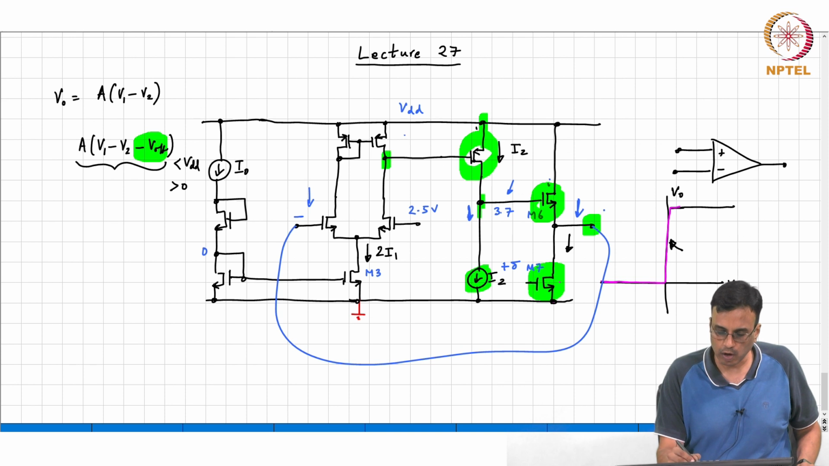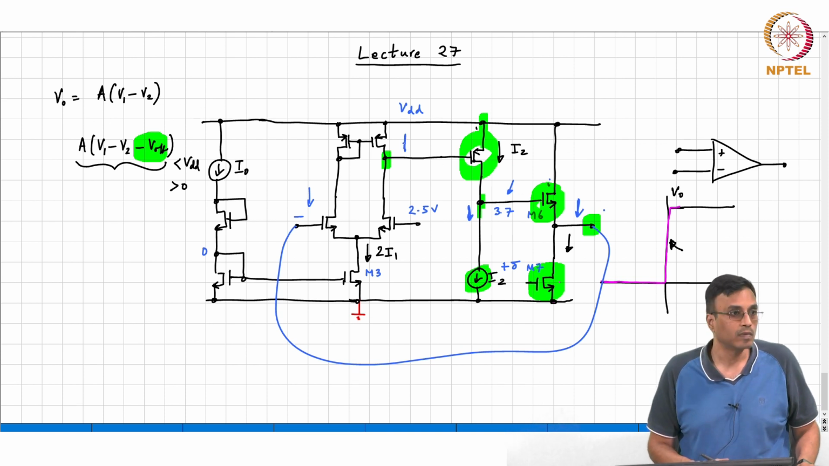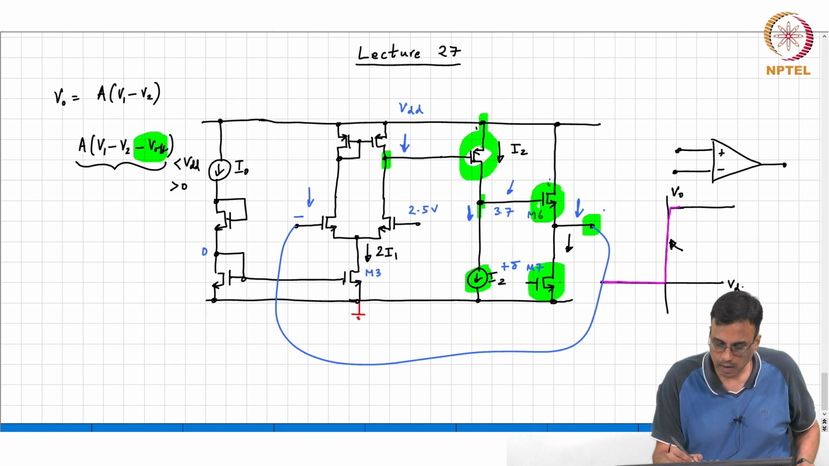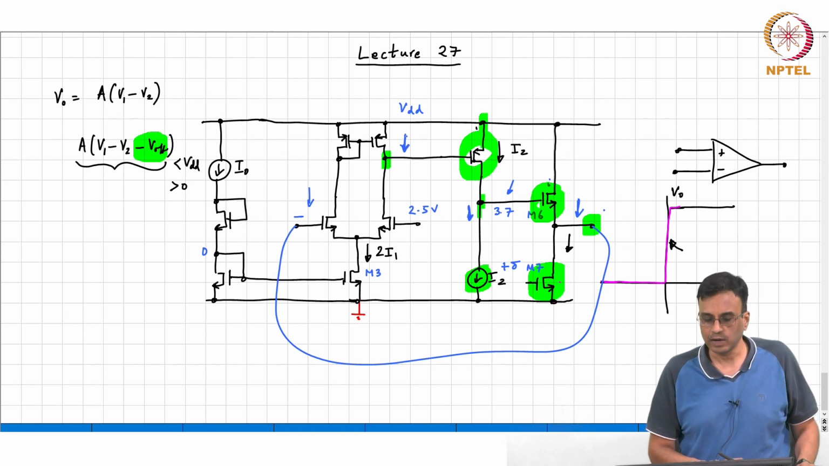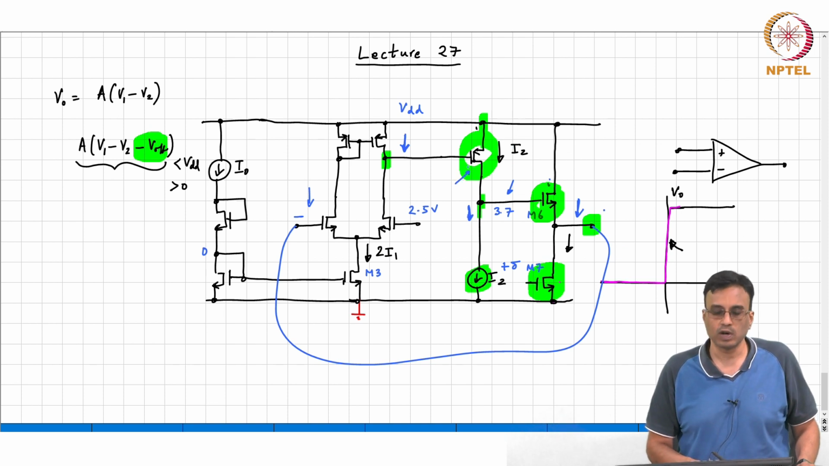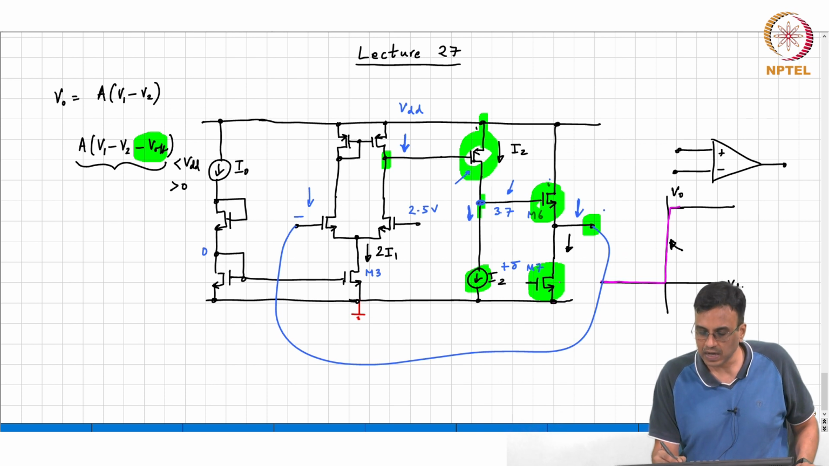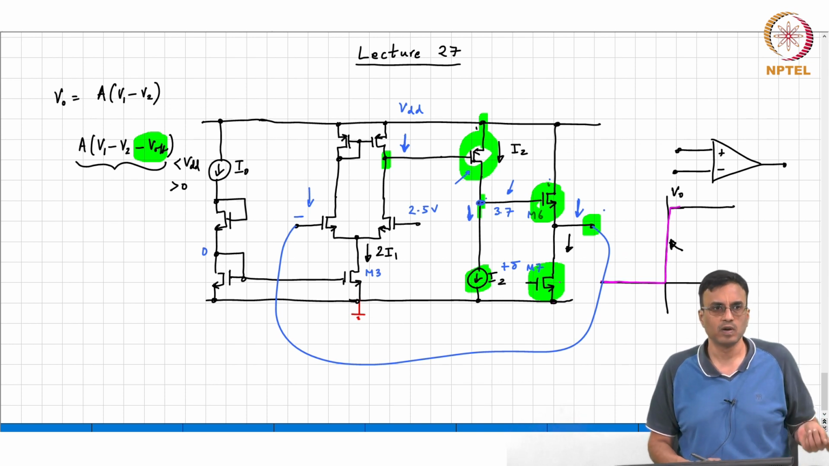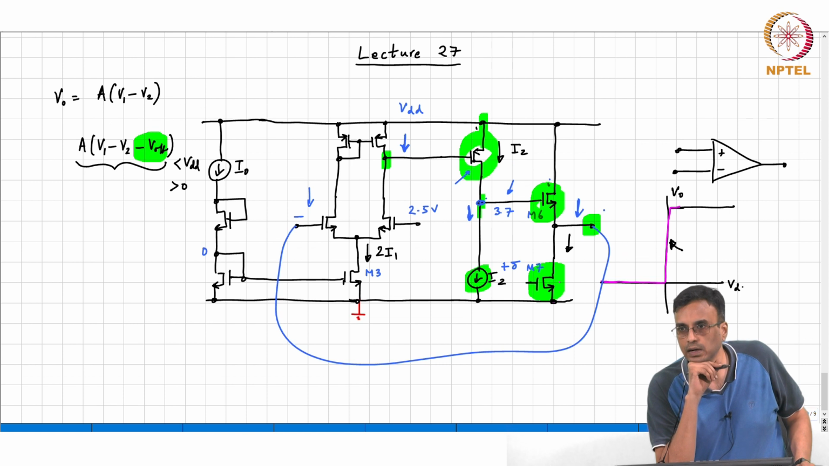If that falls, what comment can you make about that guy? Falls down or goes up? Falls down. If that node falls down, what is happening to the source gate voltage of that transistor? It's increasing, and therefore increasing the current so as to keep this node potential from falling. So, there is indeed negative feedback.